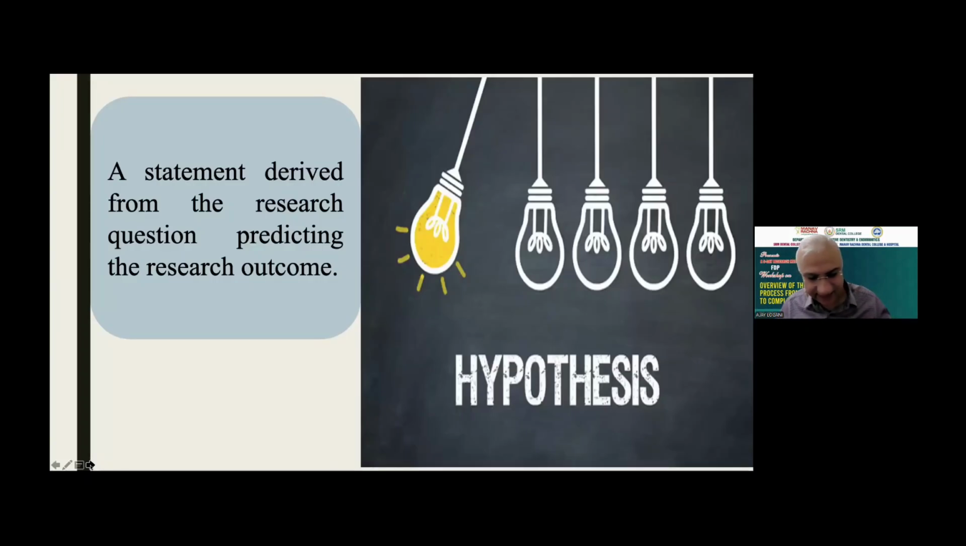The next thing is the hypothesis. As I said in the beginning itself, I'm really looking at just sensitizing you to what all should be there when you are developing a randomized clinical trial. Obviously, as I said in the beginning, one hour is not much for me to go into details, but just to make you understand what a hypothesis is, in simple terms, it is a statement derived from the research question, predicting the research outcome. Try and understand this statement: a statement derived from the research question, predicting the research outcome. That is exactly what I mean by a hypothesis.